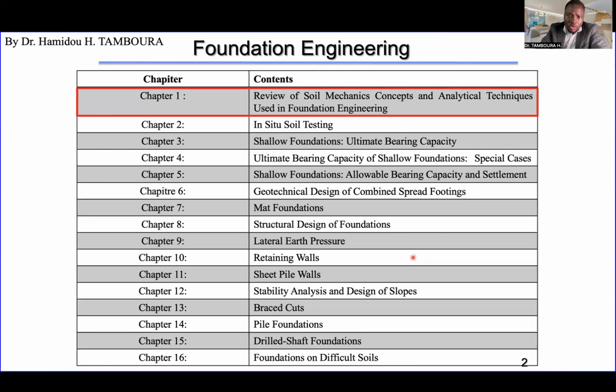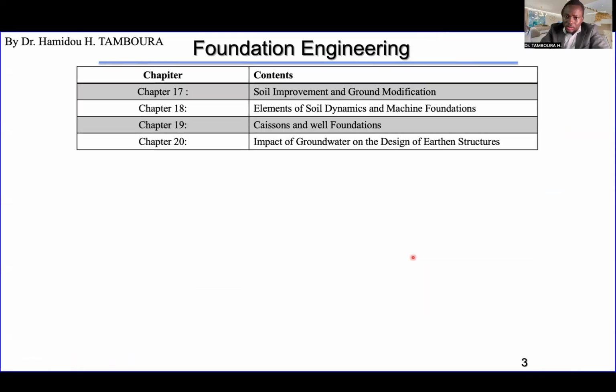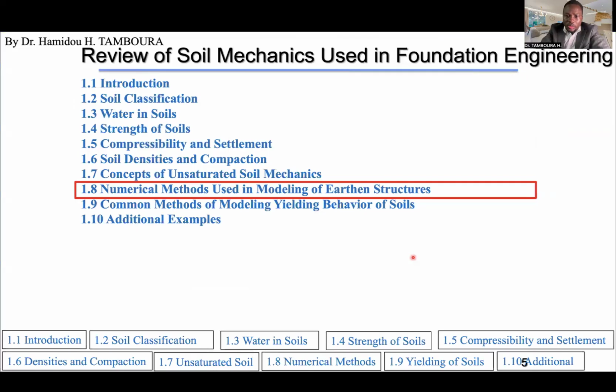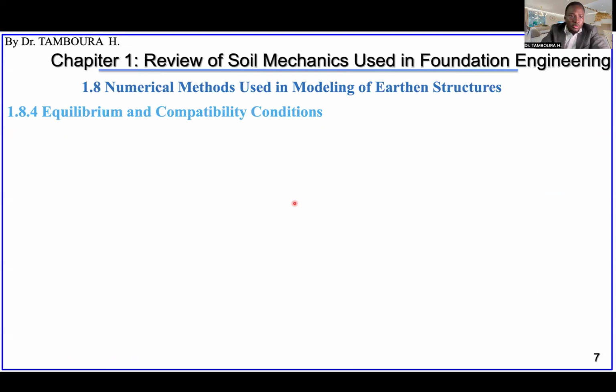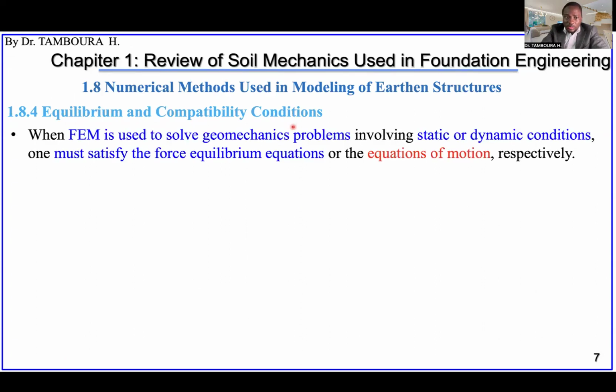So we are going to continue this chapter, still chapter number 1, and the numerical method used in modeling of FE structure. So this is part 3. The third time we are doing the same topic, numerical method. Okay. So this time we are going to talk about equilibrium and compatibility condition in numerical analysis.